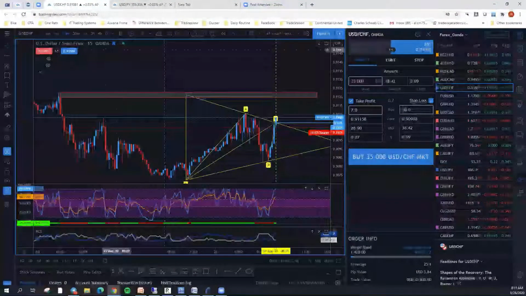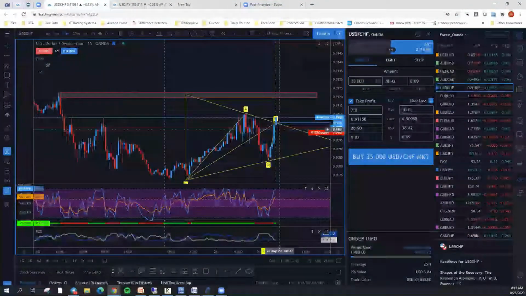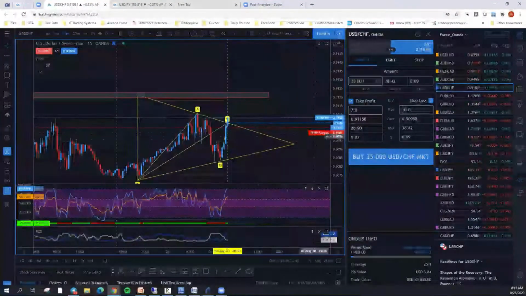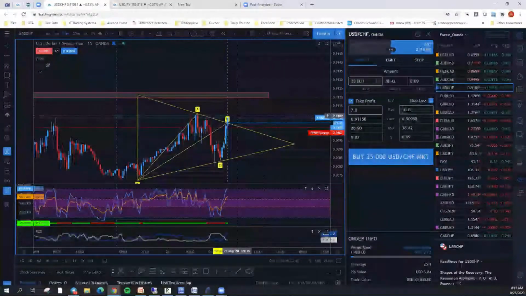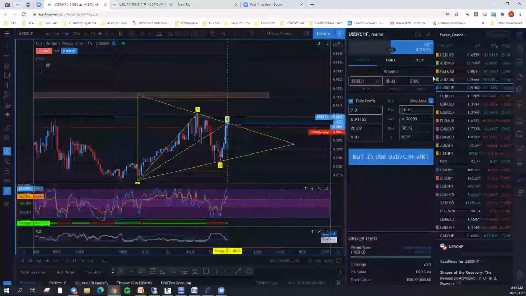And see, we have a Fibonacci. This is a strong Fibonacci right there, so if this thing breaks, which it has broken, this thing could go to the upside here pretty well. Let me see where my other time frame is.